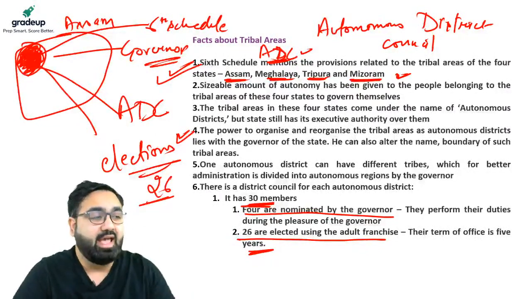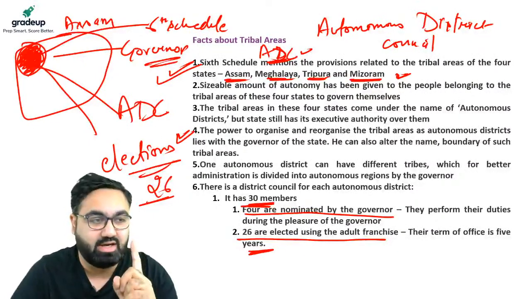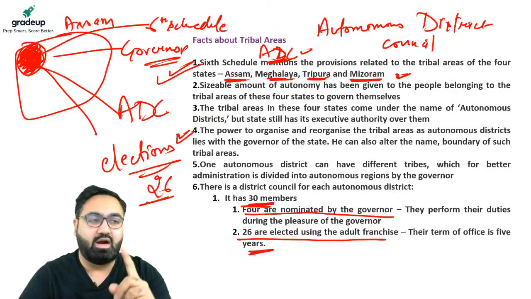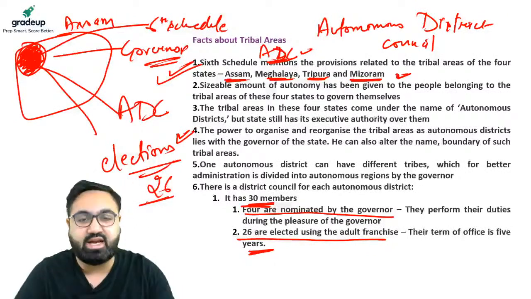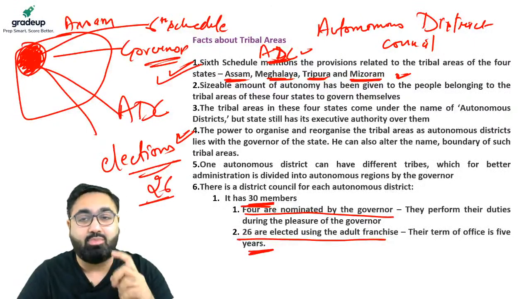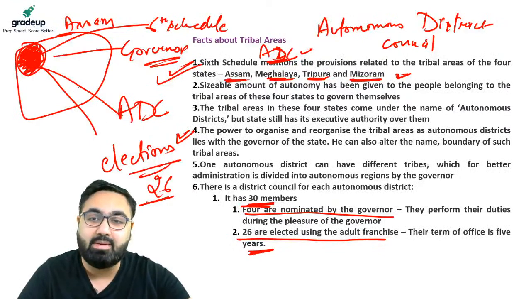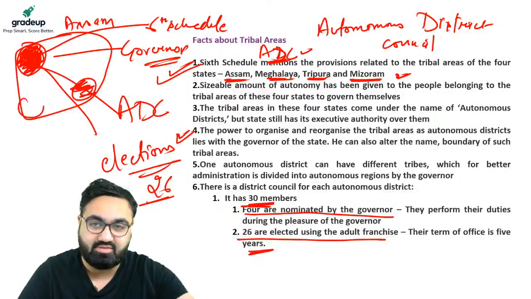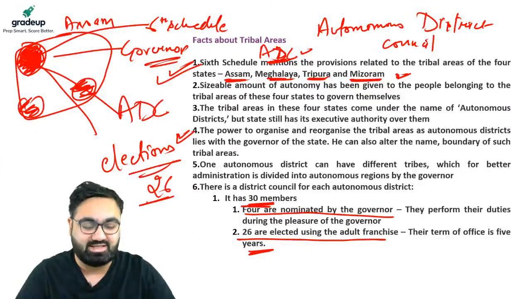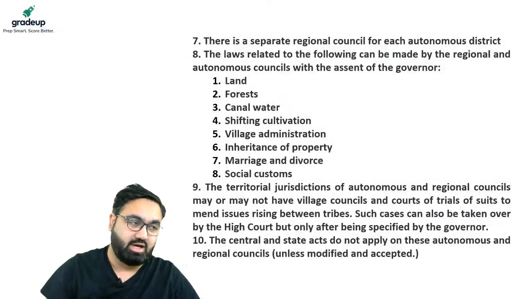Another difference: in the 5th schedule states, there can be only one tribal advisory council. So in the 5th schedule states, one state will have one tribal advisory council. In the 6th schedule states, one state can have more than one autonomous district council. So inside Assam, there can be more than one autonomous district council. In fact, there are more than one in the Assam state.